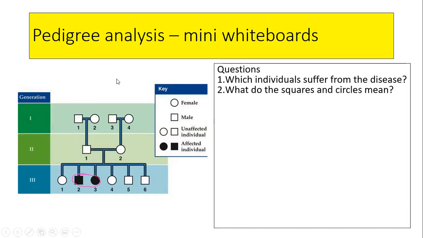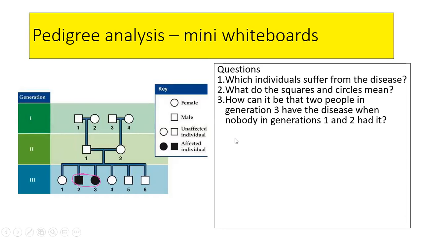Okay, you can ask what do the squares and circles mean? Well, squares are male, circles are female. How can it be that 2 people in generation 3 have the disease when nobody in generations 1 and 2 had it? Well, if 2 people in generation 3 have got it, what this really suggests, and this is the important word, it suggests that the disease must be homozygous recessive.